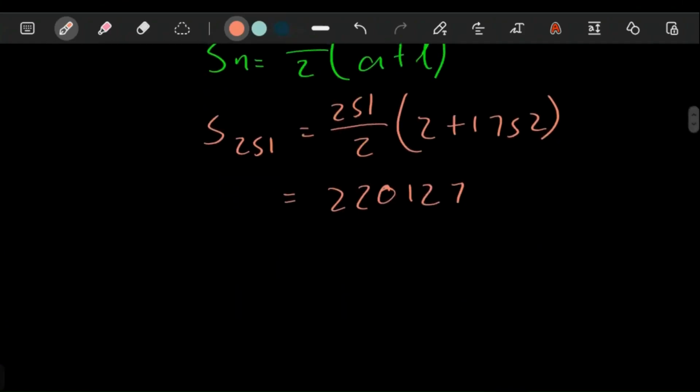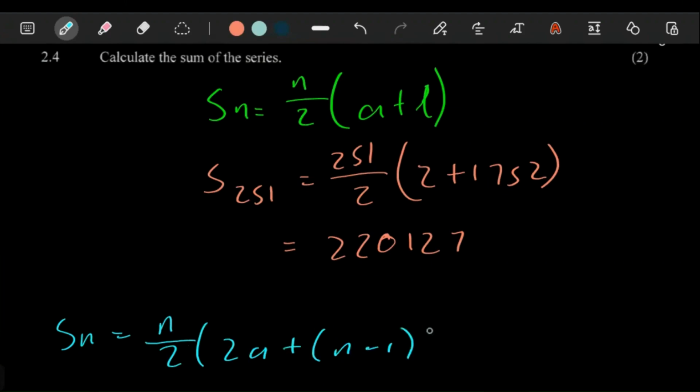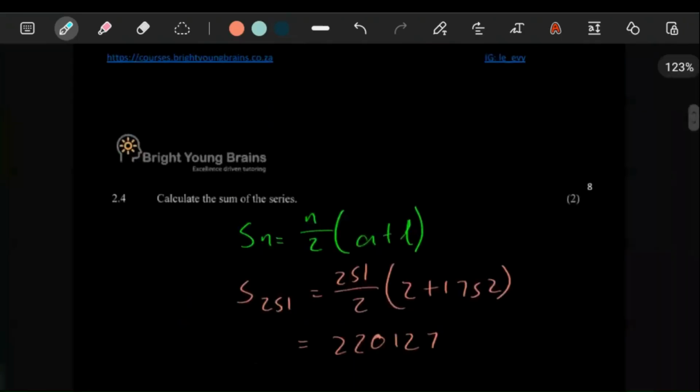220,127. Obviously, in a situation where you did not have the last term, you can use this formula, which is also on your formula sheet. If you've gone through the sequences and series online course, then this is something you already know. Here, you would put in your first term, common difference, and number of terms being added, and you still get the same answer. So 2 marks, easy.